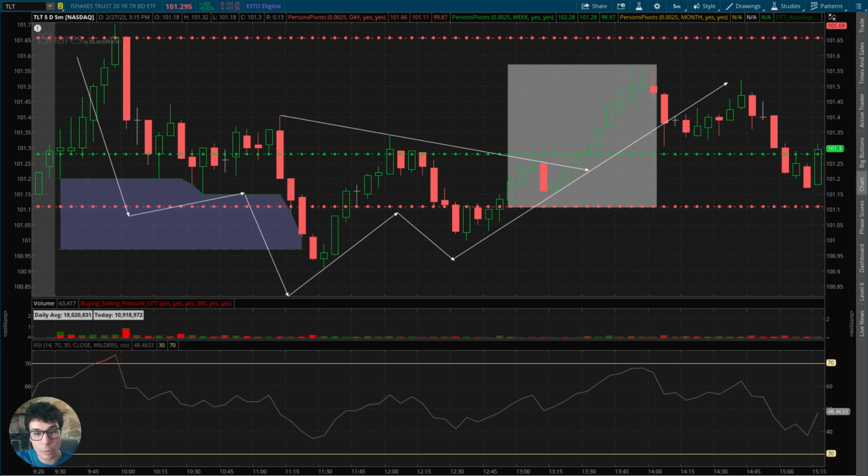So we respect the neckline. We respect the weekly pivot level, all right. But after breaking through our neckline, we end up getting a nice move, and that inverse head and shoulders plays out. And you're able to take some profits on the trade, on that day trade.